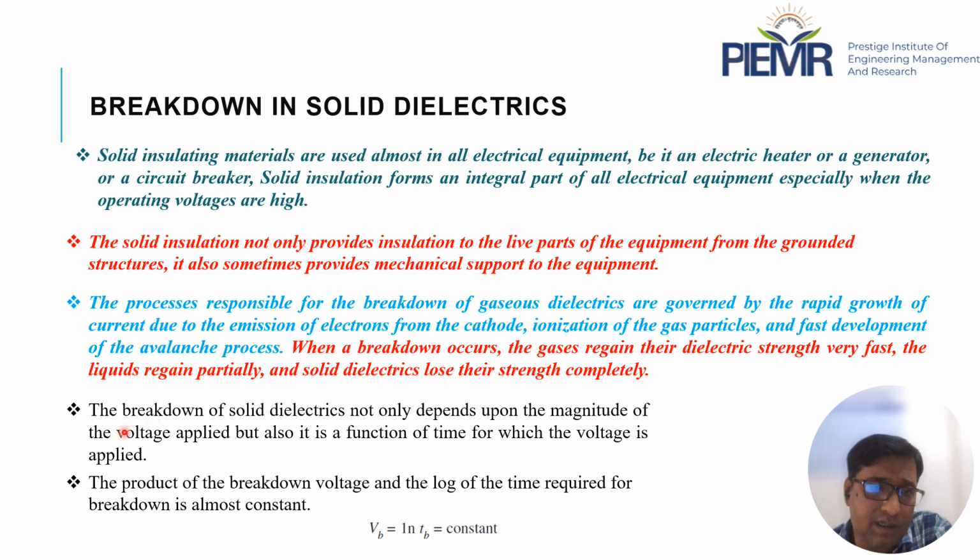The breakdown of solid dielectrics depends not only upon the magnitude of the voltage applied, but it is also a function of the time for which the voltage is applied. The product of breakdown voltage and the log of the time required to break down is almost constant. This is given by this equation: VB times ln of TB, where TB is the breakdown time. The product of both is constant.